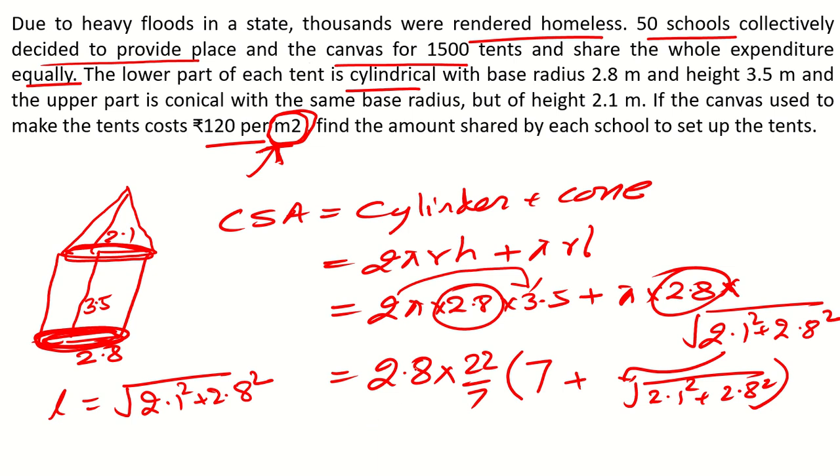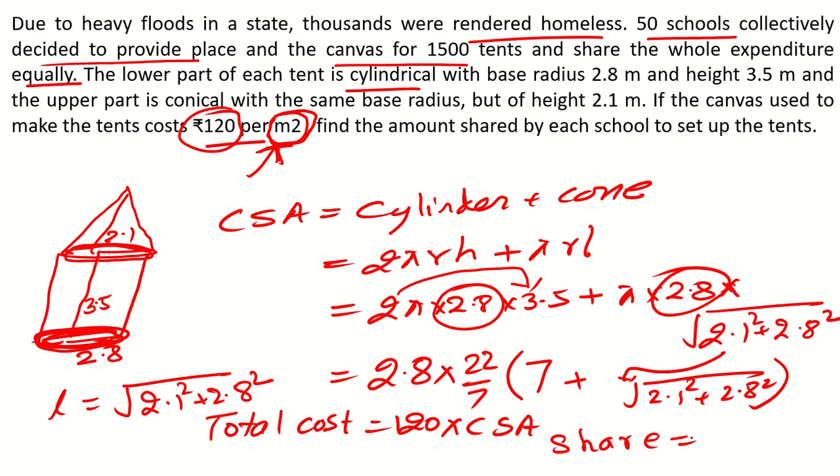Just finish it, and whatever area you get, that CSA will be multiplied by 120, because the cost is 120 per meter square. So the total cost will be 120 multiplied by CSA, and then each share will be the total cost divided by 50. This will be your complete answer. I'm sure you have understood this question, and after watching the video, please complete the questions.